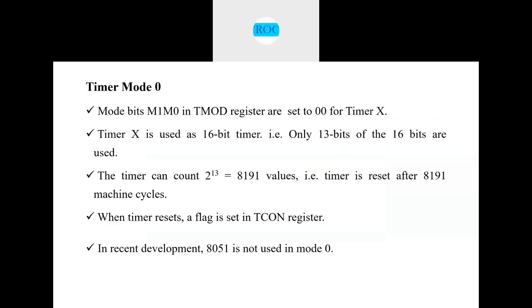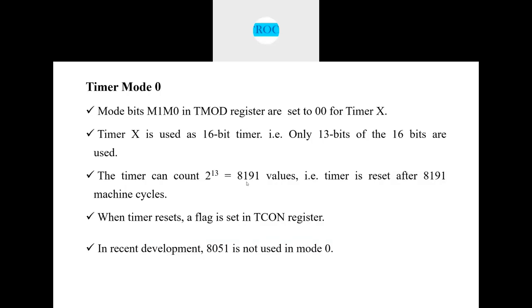And also what we studied is timer mode 0. What is timer mode 0? Out of the 16 bits, we use only 13 bits for the timer. Only 13 bits are used to count the number of machine cycles. When I say number of machine cycles, one machine cycle is equal to 12 clock pulses, because we divide by 12, as everyone remembers.